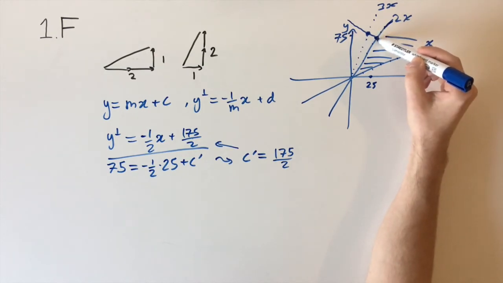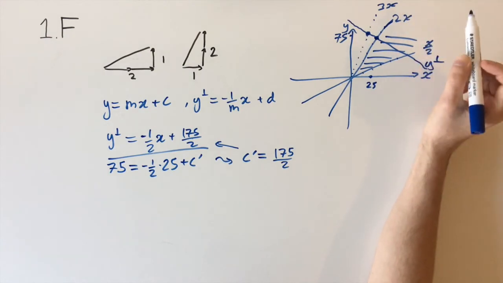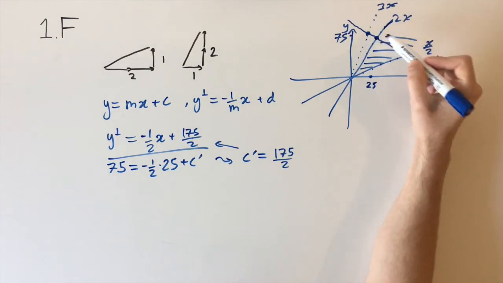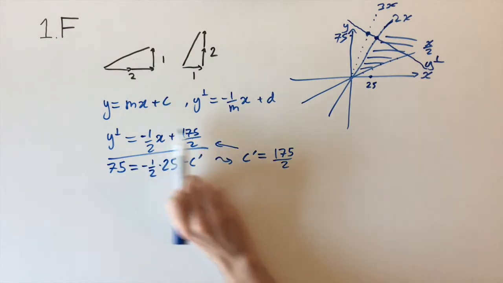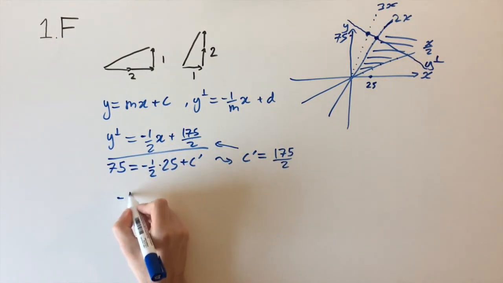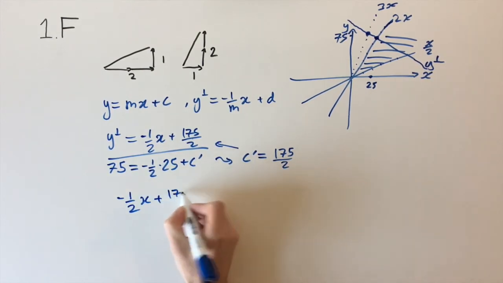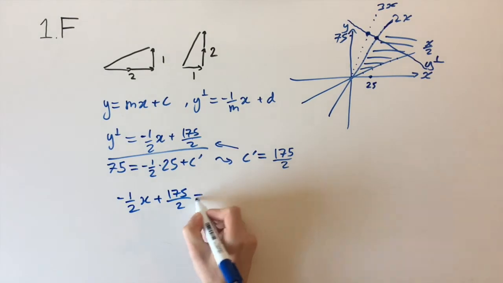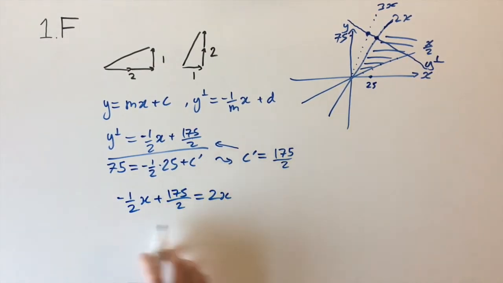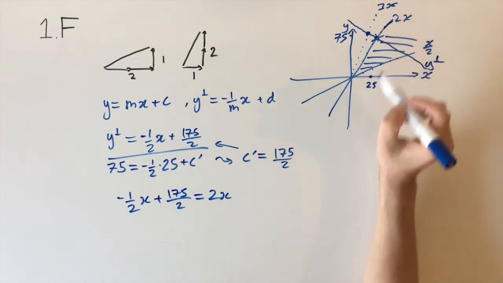And it's going to lie on this line, but it's also going to lie on the line y equals 2x. So to find this coordinate, we just need to solve the equation, find the point where it intersects. And to do that, this is fairly standard. We just set these two equations equal to each other. So minus a half x plus 175 over 2 equals 2x. Right, so the solution of this equation gives us exactly this intersection point, this cross here.